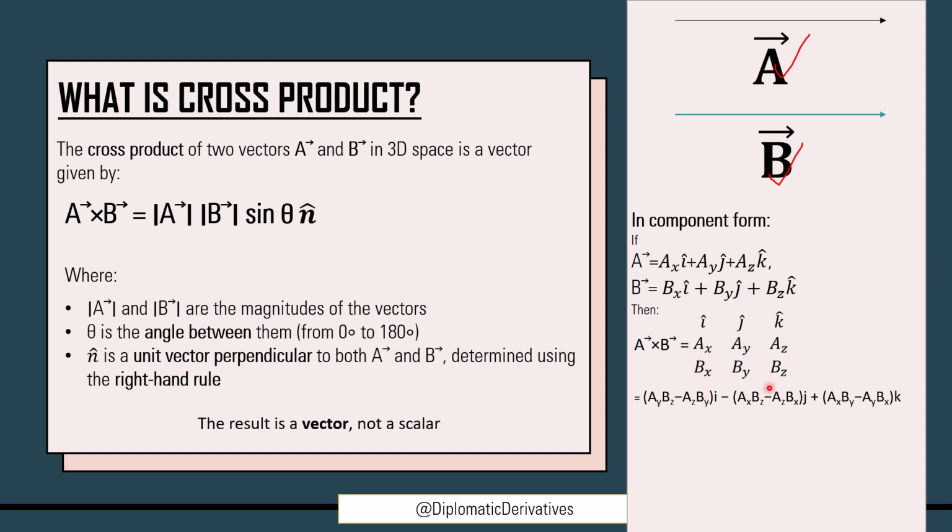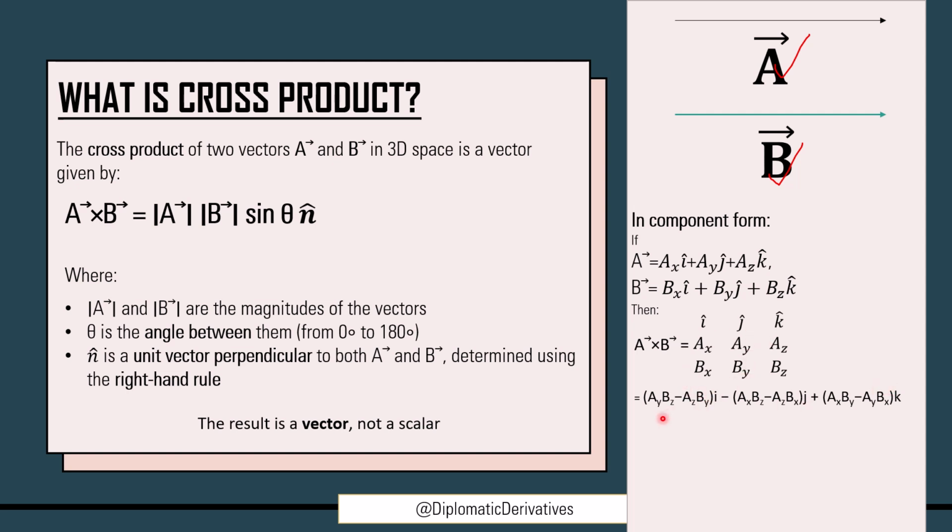And how do you solve this? It will be equal to (aybz minus azby) i minus (axbz minus azbx) j plus (axby minus aybx) k. At first you'll wonder what is happening here, but the concept is simple. When you have to solve in component form, first you make the given vectors into the determinant form. After making it like this, this is the format in which you're going to solve it.